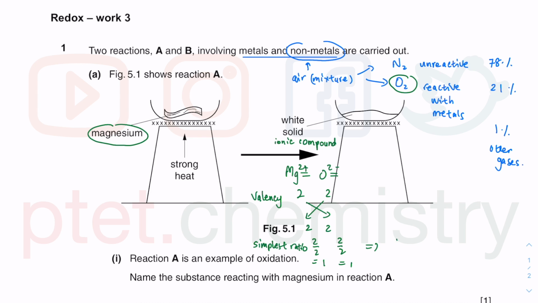So what does it mean? It means you have 1 Mg2+ and 1 O2-. The formula is just going to be MgO. So that white solid there is actually MgO, and the name for it is called magnesium oxide.